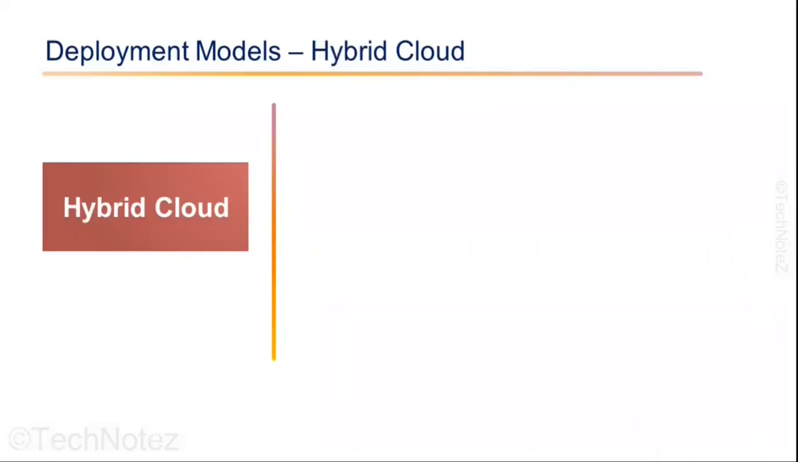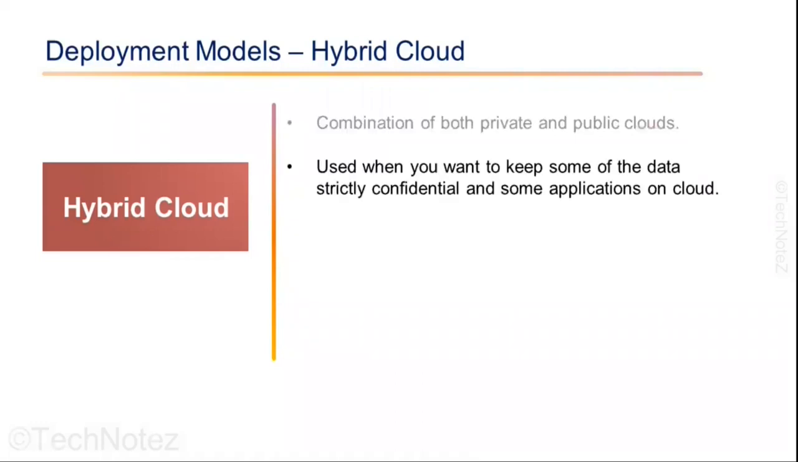Next, let's talk about hybrid cloud. Hybrid cloud combines the benefits of both public and private cloud. In a hybrid cloud, some workloads and data are stored in a private cloud while others are stored in a public cloud. The private cloud can be used for sensitive workloads and data that require a high level of security, control, and compliance. The public cloud can be used for non-sensitive workloads that require scalability, flexibility, and cost efficiency. Hybrid cloud is used when you want to keep some of the data strictly confidential within your on-prem environment and want to host a few applications on the cloud for public accessibility.